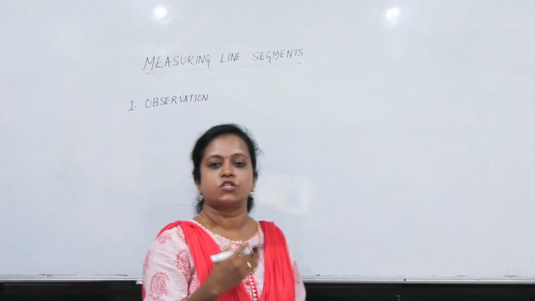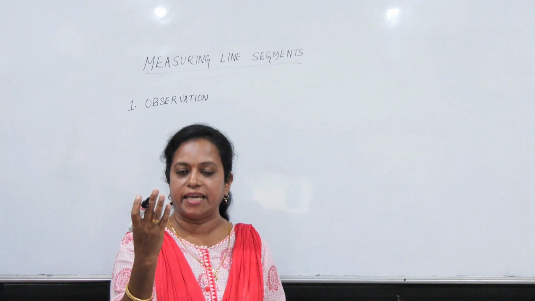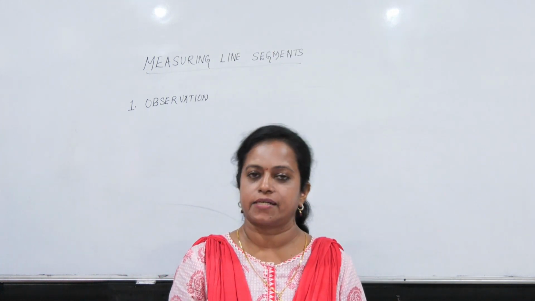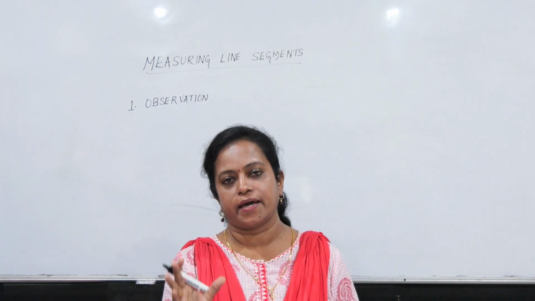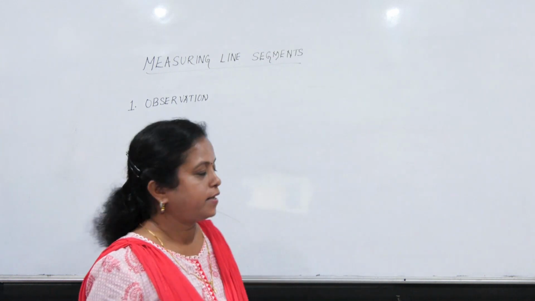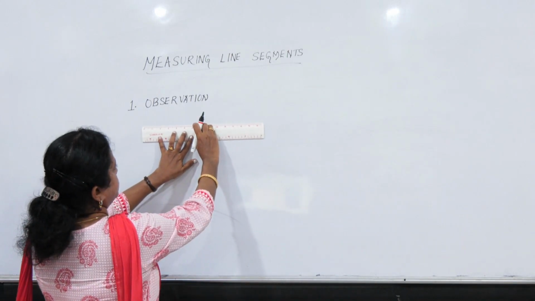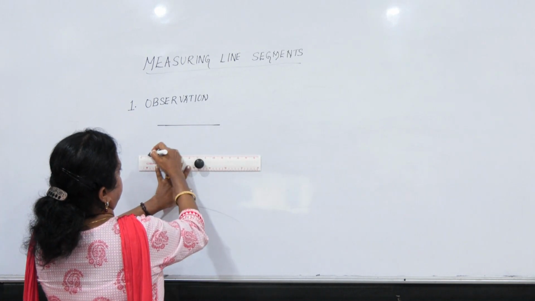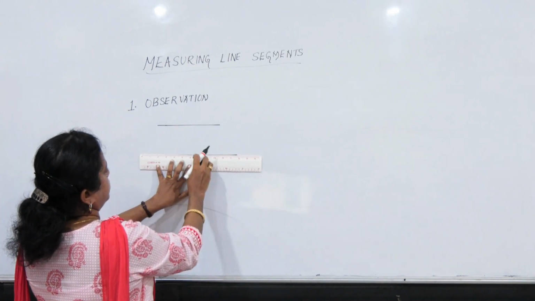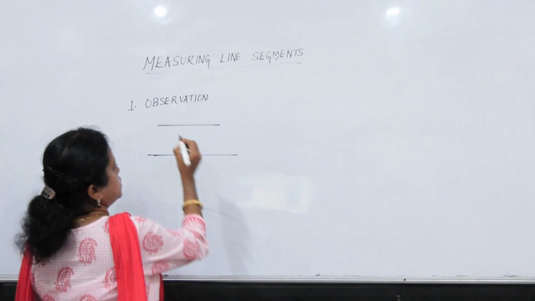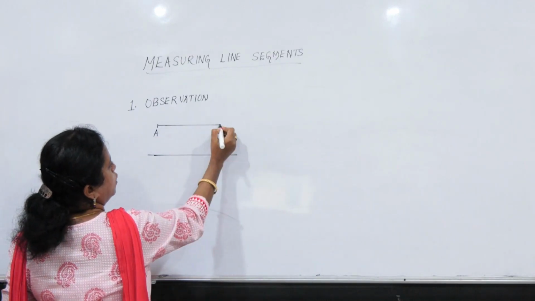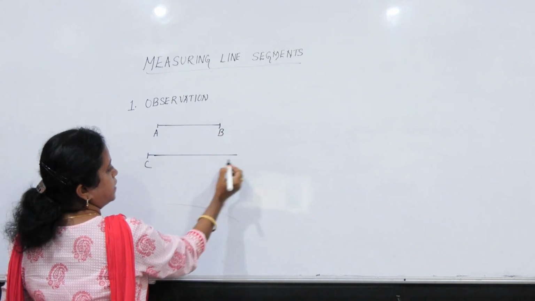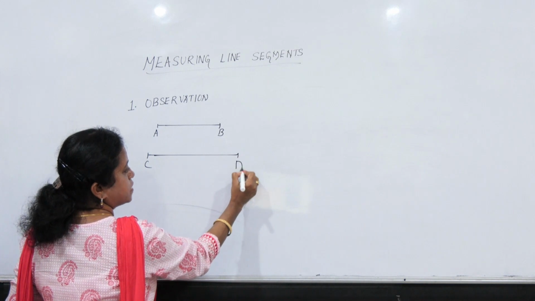And as the name suggests, observation का मतलब होता है कि देख कर बताना. अगर आपके पास 2 लाइन सेगमेंट हैं, आप देख कर इंटरप्रेट करेंगे कि कौन सा लाइन सेगमेंट बड़ा है या छोटा है या बराबर है. Let us draw any 2 line segments. So you can see here 2 line segments being drawn, and also you know how to name it now. The first line segment is named as AB and the second line segment I have named as CD.